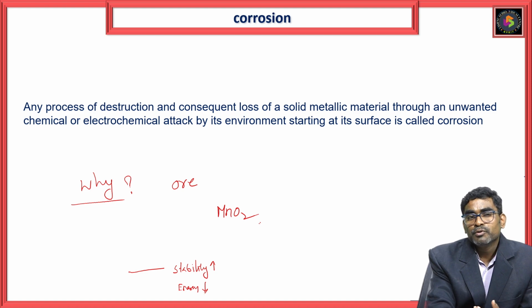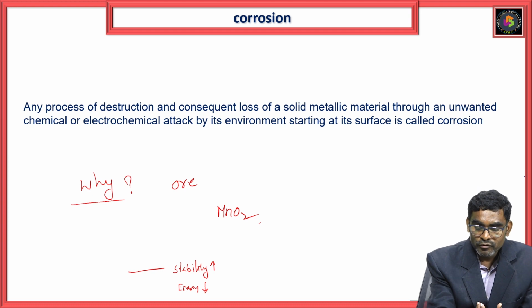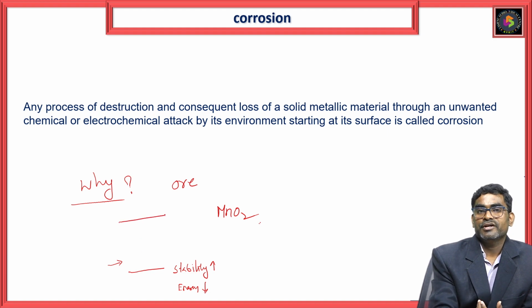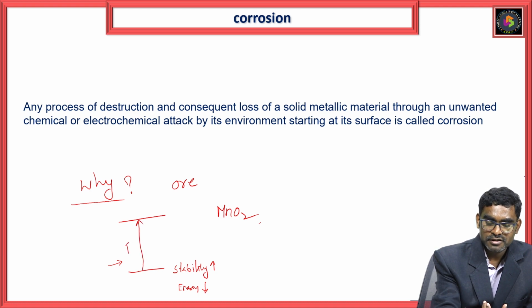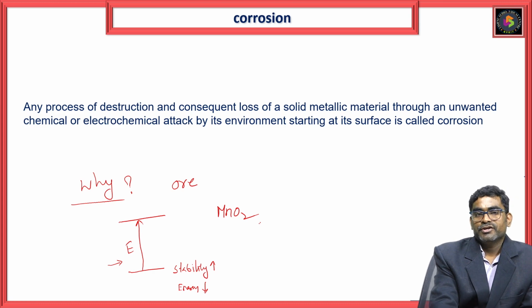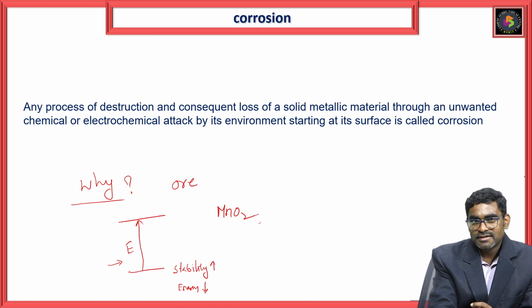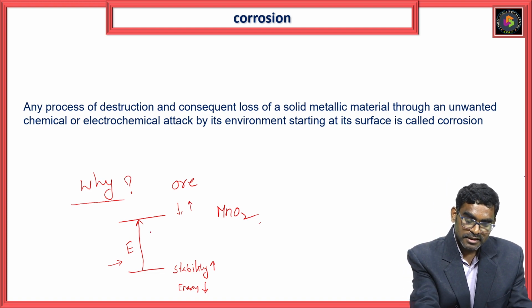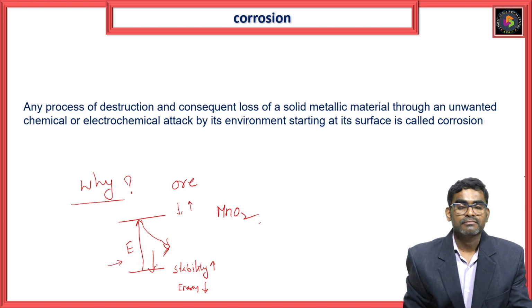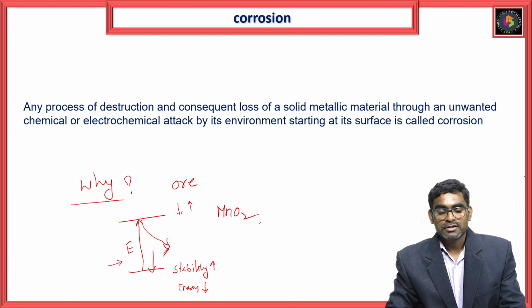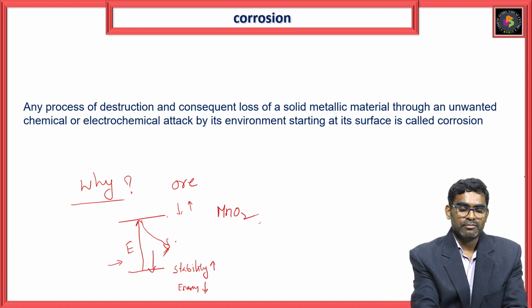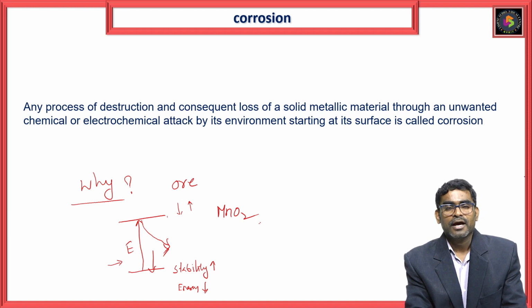Now, during purification or extraction of metal from metallic ore, we provide some energy to this ground state material. It enters into the excited state. For this excited state metal, stability is less and energy is more. Due to its lower stability, the excited state material always tries to come back to the ground state by releasing energy. This is the reason behind corrosion.